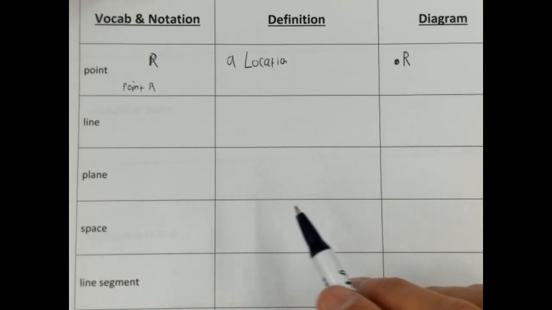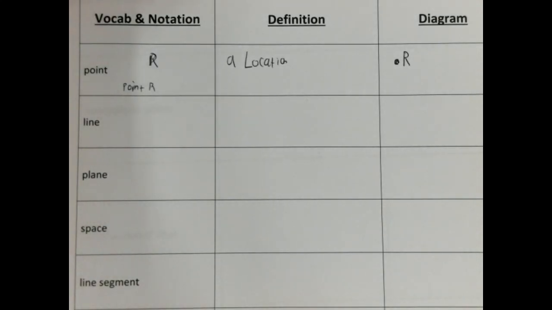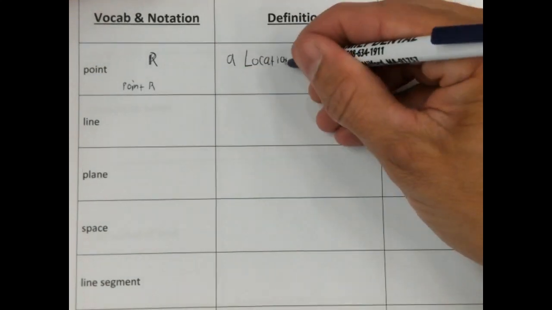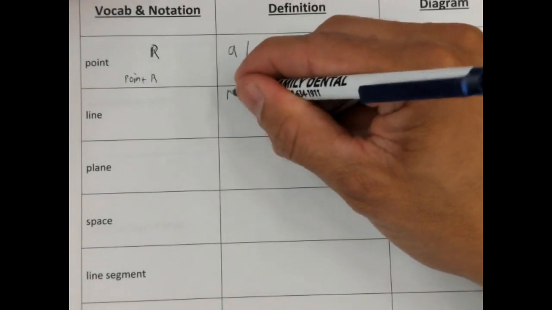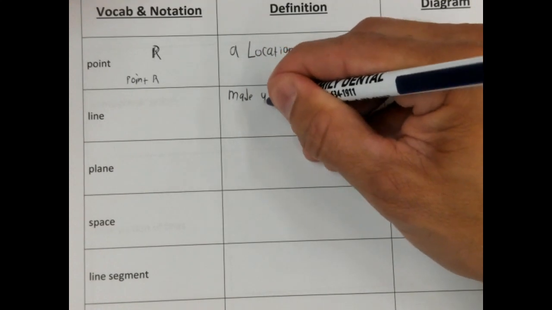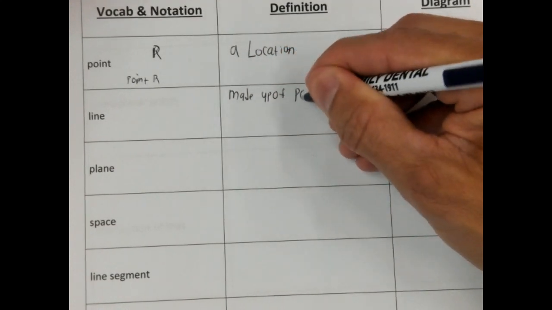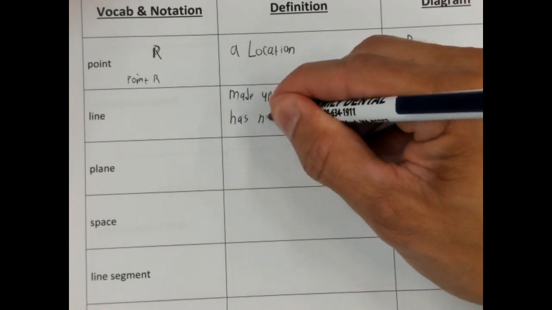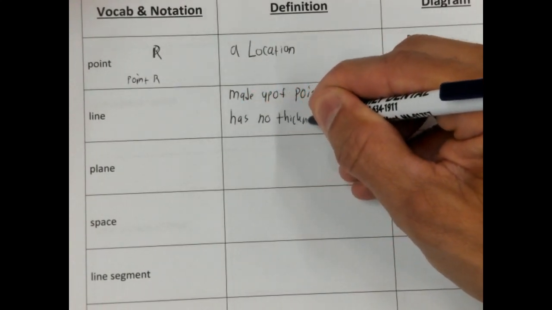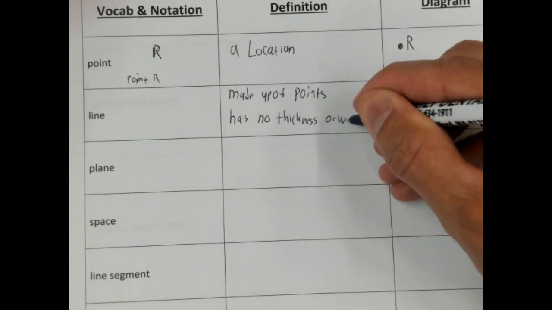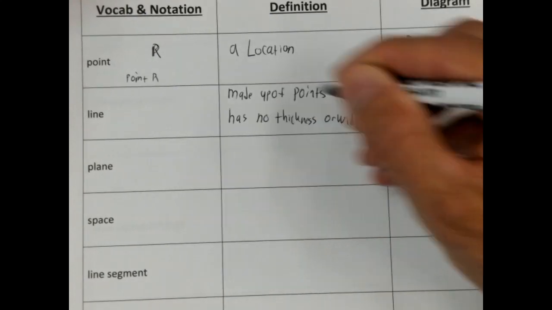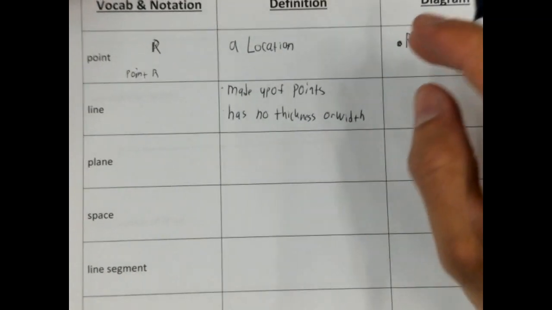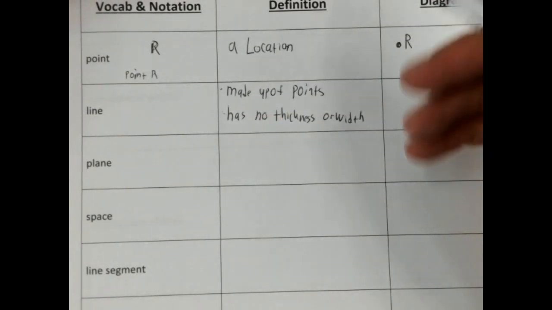Then we have line. Okay. So what is a line? A line is made up of points and has no thickness or width. Okay. So, oops, I messed up location. So made up of points. Has no thickness or width. And actually it's made of infinite points, which is interesting. A line has an infinite number of points on it, but yet it has no thickness or width.